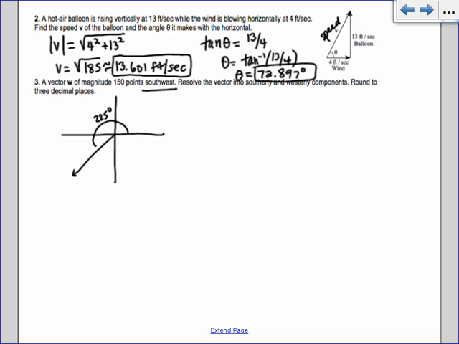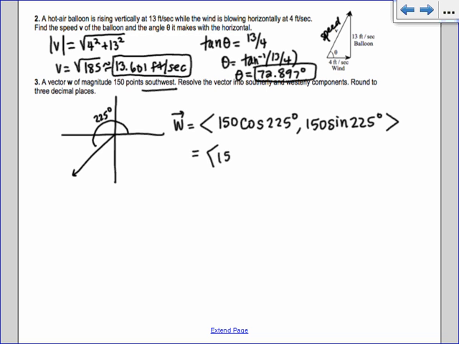180 plus 45. It says resolve the vector, you might hear it written that way, resolve the vector into southerly and westerly components, round to 3 decimal places. What it's saying is find the component form, find the x and the y. So the component form is going to be 150 cosine of 225, 150 sine of 225. So I have 150 times negative root 2 over 2, and 150 times negative root 2 over 2. Same number, right? Third quadrant.